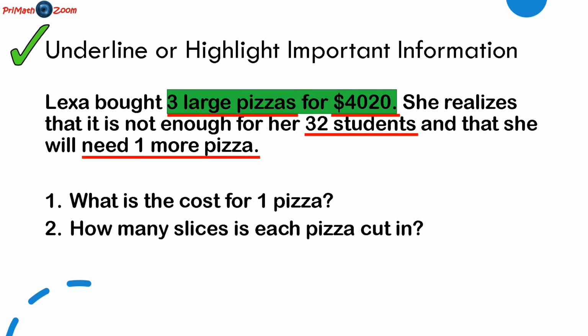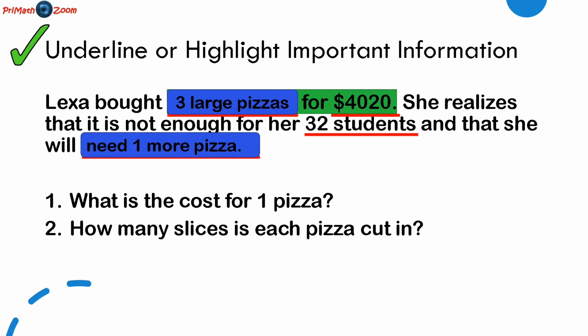Now, if we were asked how many slices of pizza each pizza is cut into, there is some other information in this story problem that might help us here. So we know that 3 large pizzas is important. Yes, we also know that she needs one more pizza. So with one more pizza and the 3 large pizzas, we have the number of pizzas that she'll need. And we know that these 4 pizzas, the 3 large plus the 1 more pizza, must be shared among 32 students. We need to practice underlining and highlighting important information in all our story problems. That will help us to understand how to answer a question.